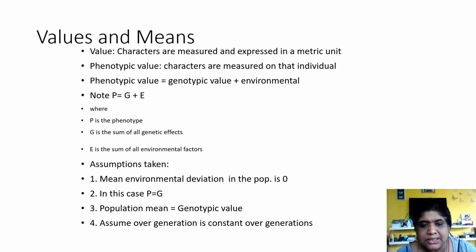In this case, the assumption taken is that the mean environmental deviation in the population is 0. When we take the environmental deviation as 0, P will equal G. Therefore, the population mean equals the genotypic value, and we assume our generation is constant.